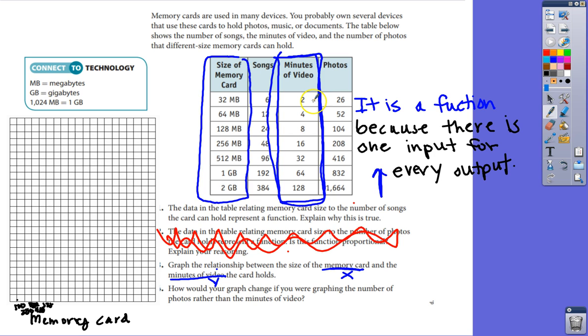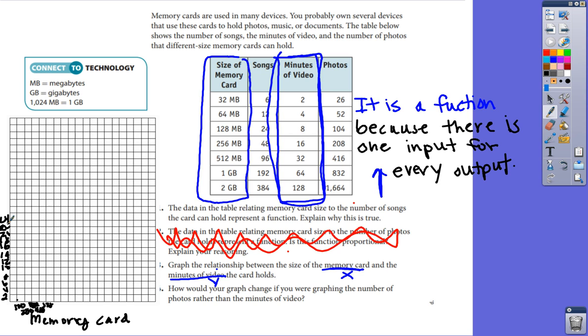Since my minutes of video goes up by, it goes from 2 to 4 to 8 to 16 to 32, I want to make sure I get a nice looking graph. So I'm just going to go up by 2s. Okay, so 2, 4, 6, 8, 10, 12, 14, 16, 18, 20. All right. Let's see if I can get a couple more. 22, 24. All right, so I'm just going up by 2s.